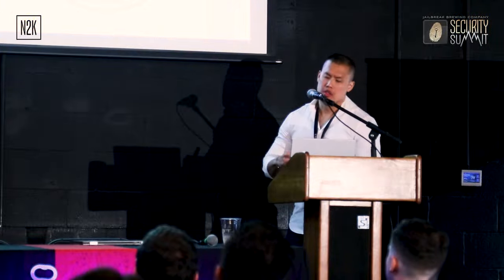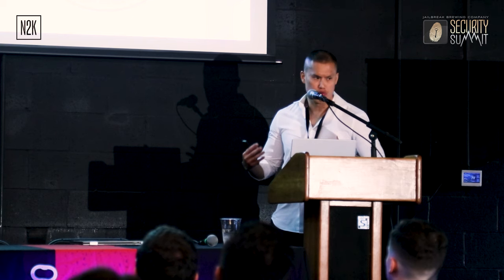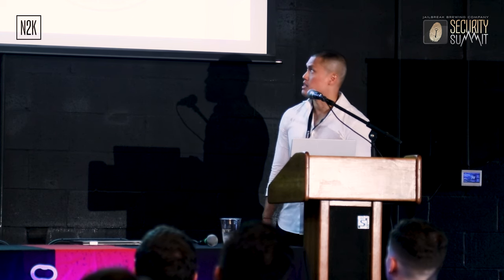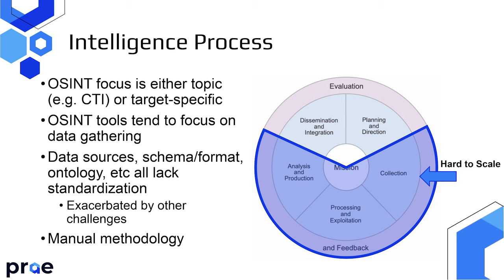The trouble today with OSINT is, turns out if you don't have $1 billion like the intelligence community, trying to standardize the data sources, schema, format, ontology, all of that, is really hard. It's a non-trivial problem, and it's also exacerbated by other challenges, which we'll talk about. Today, the collection and the whole life cycle of OSINT is very manual. We've highlighted here some of the things that are very hard to scale.